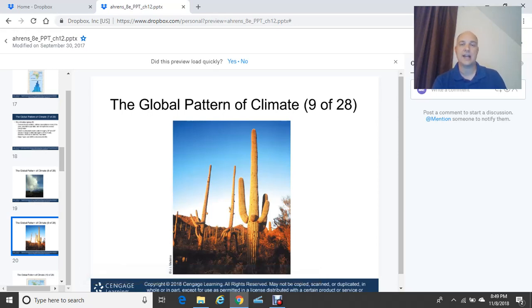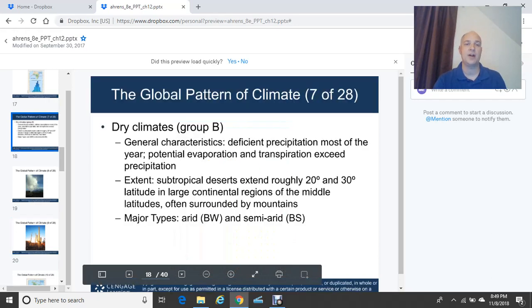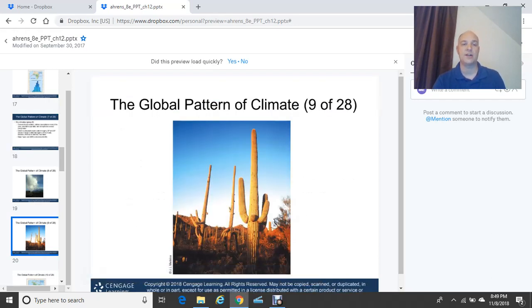Well, cactus. We look at a cactus plant. Typically we define that in a more arid desert type region. So this would be an example of an arid, this is arid BW climate right here. Okay?